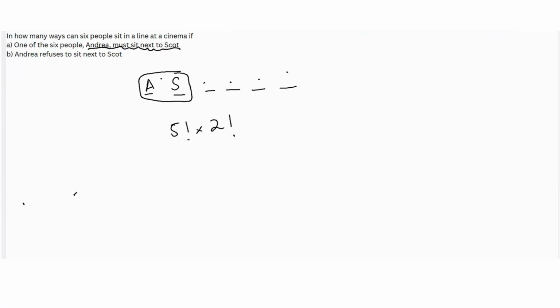And the reason we can multiply them is because of the basic counting principle, right? Because of the basic counting principle, the reason we can multiply is that in 5 factorial ways you can arrange these 5 slots, and in 2 factorial ways you can arrange Andrea and Scott. So the total number of ways you can do both of them together is 5 factorial into 2 factorial, right?